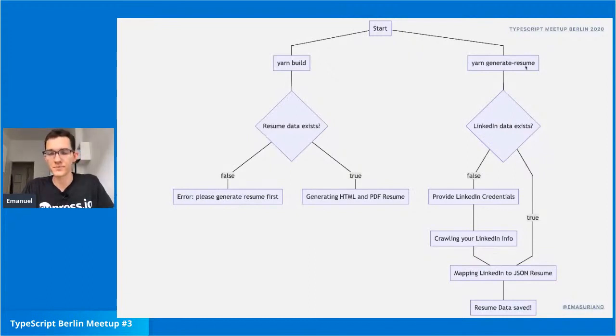Once we go to generate resume, we are going to ask the same question: is the LinkedIn data there on your local machine? If it's not, then we're going to ask for the LinkedIn credentials. Then we're going to call the crawler. At this point, we're going to save this LinkedIn data in a file on your local machine. The main reason is that the crawler can take some time, and sometimes maybe you want to tweak your LinkedIn information a little bit, and it's handy to have a file there. After that, we're going to map it between the LinkedIn structure and the JSON resume structure, and then we're going to save it. After saving it, you can go to build, and then you will be able to generate your resume.